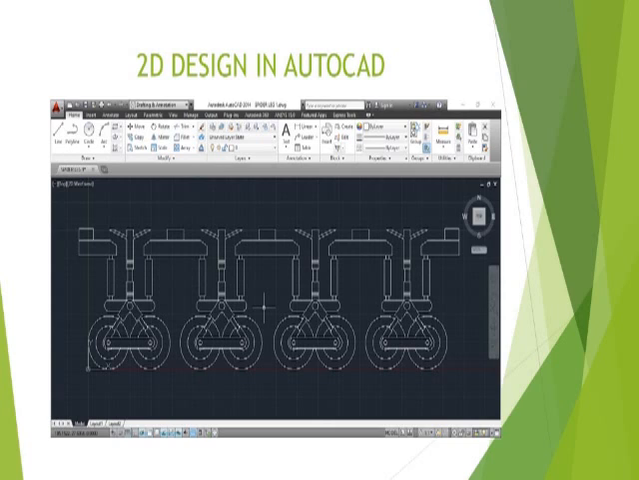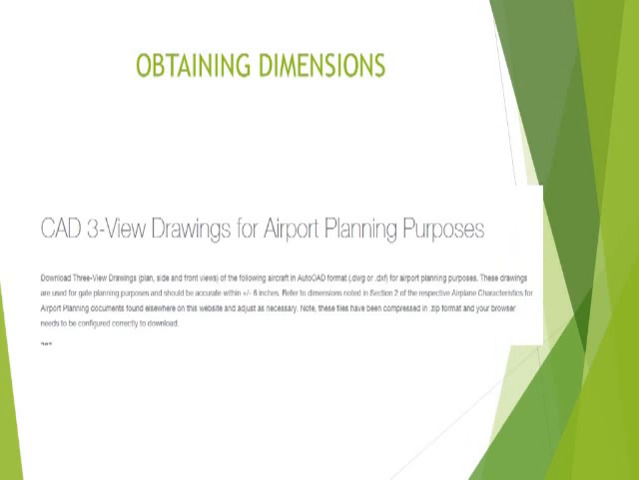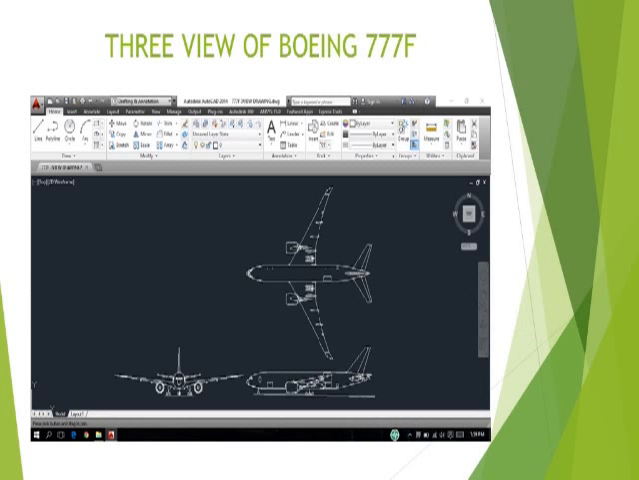This is the rough design of the multi-leg landing gear, which was created by hand. It is a conceptual design. This is the 2D design we have developed in AutoCAD. The dimensions of the landing gear are not available on any of the websites, so we have taken the dimensions from the Airport Maintenance Authority landing gear.